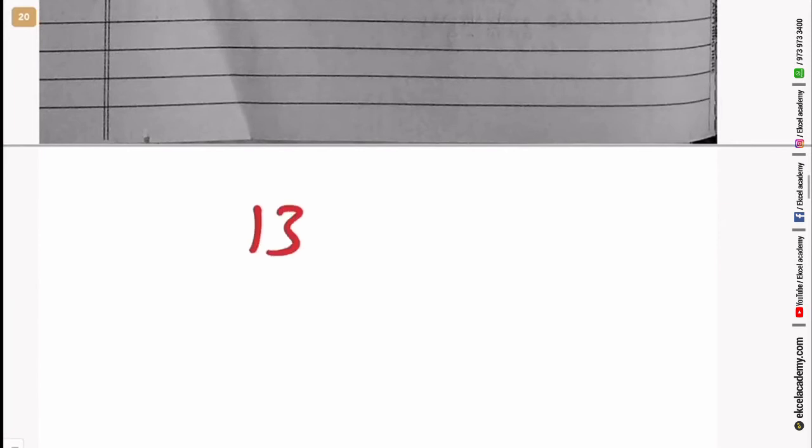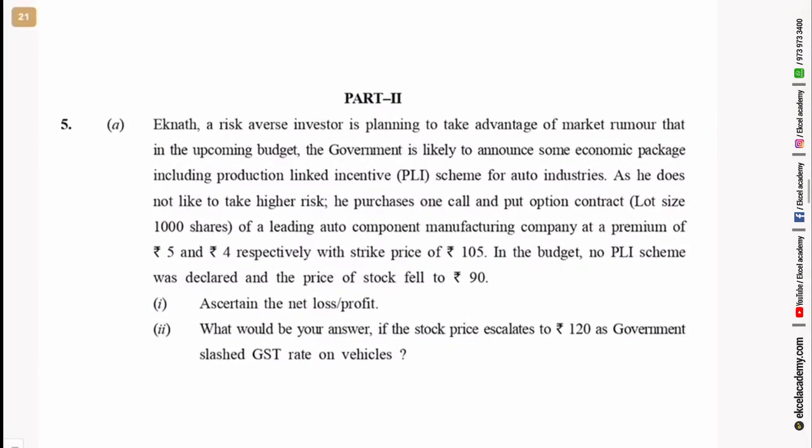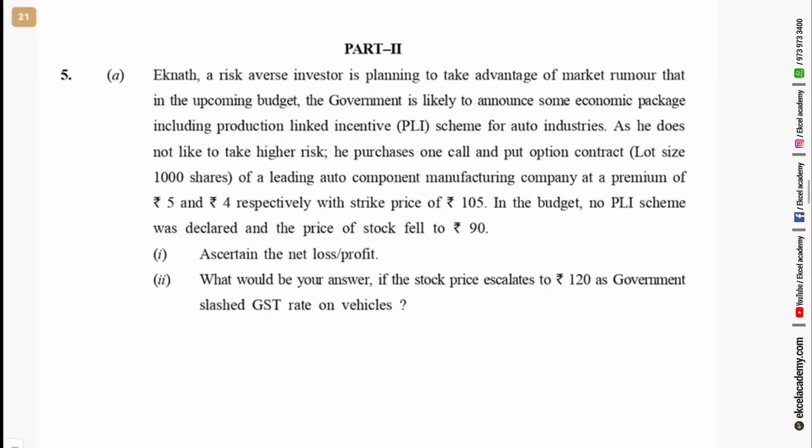So just imagine, if you get 13 out of 15, obviously you can get 68 out of 100, because he is consistent. Every ball is hitting 4 or 6, every ball means every answer is very good. Okay, great. So now next, production linked incentive scheme for auto industries.